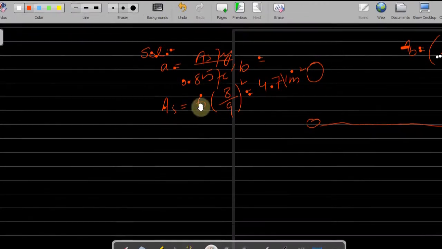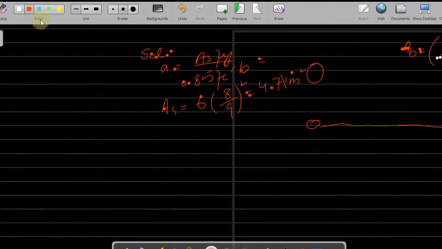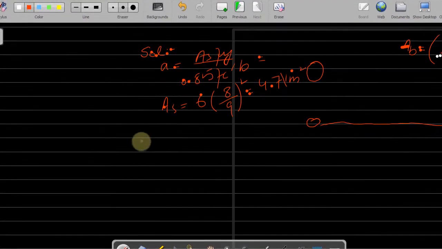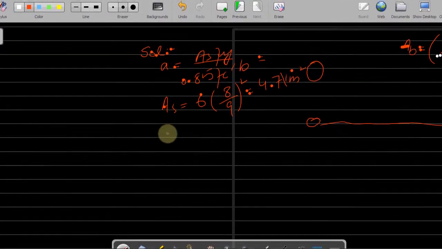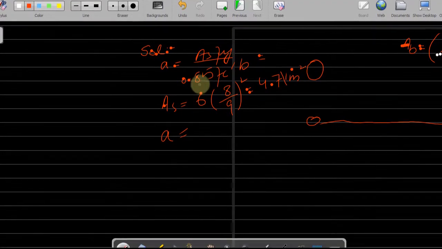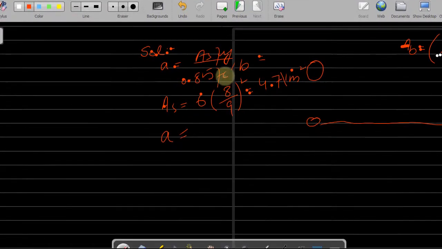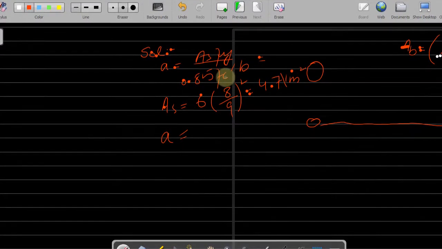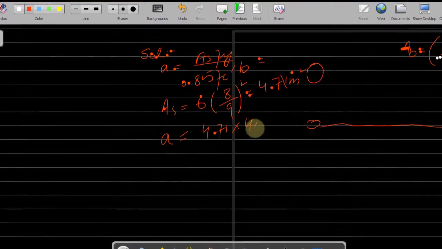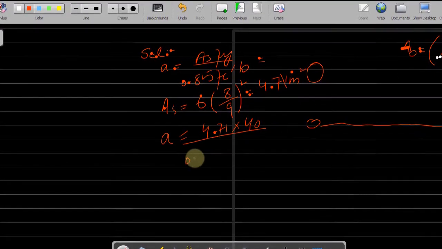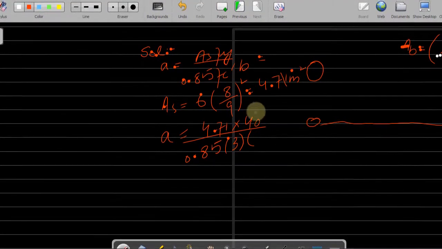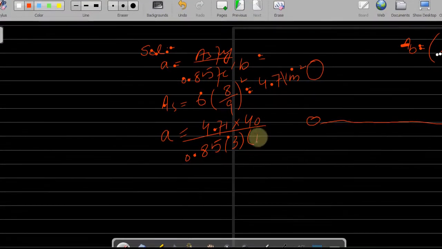So let's see. We will start the example, right? We calculate the a value by using the area of steel, and the a value will be As is 4.71, fy is 40, and 0.85. Here you have to plug in the value of fc prime, that is 3 ksi. Remember, you have to make sure you are consistent with units. If you are using 40, then you have to use 0.85, and fc prime is now 3 ksi, right? Because we are using ksi units, and b is 12 inches.